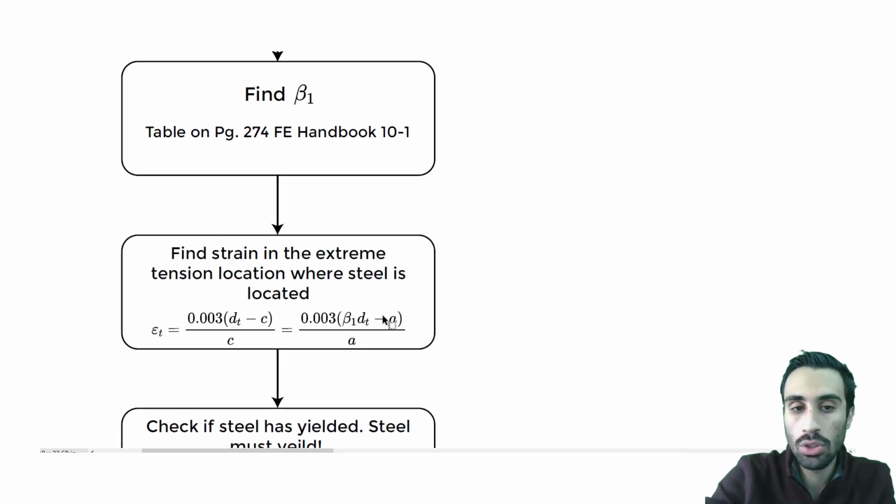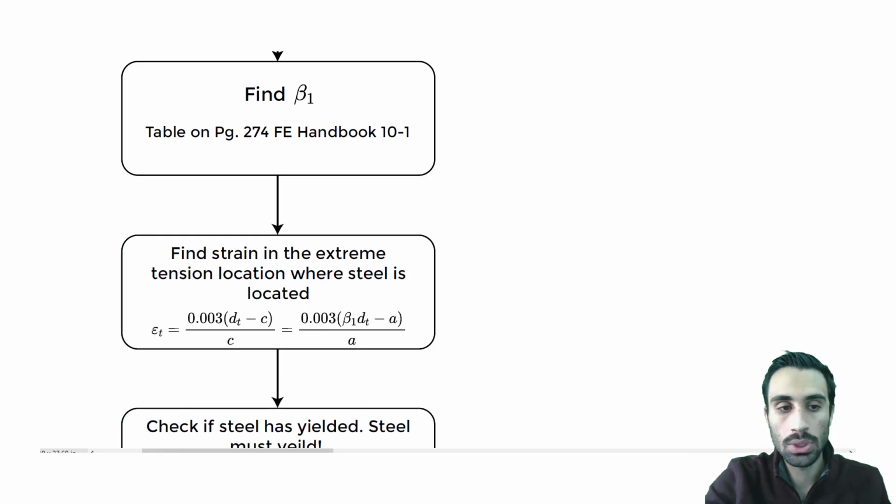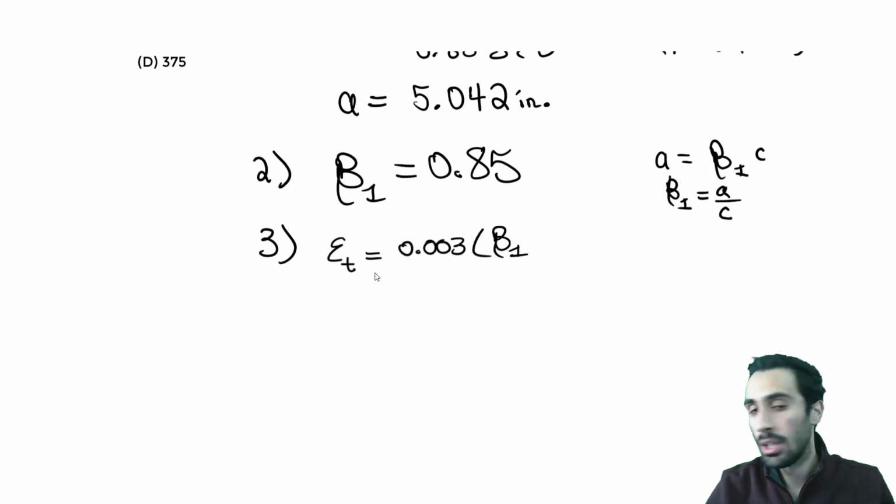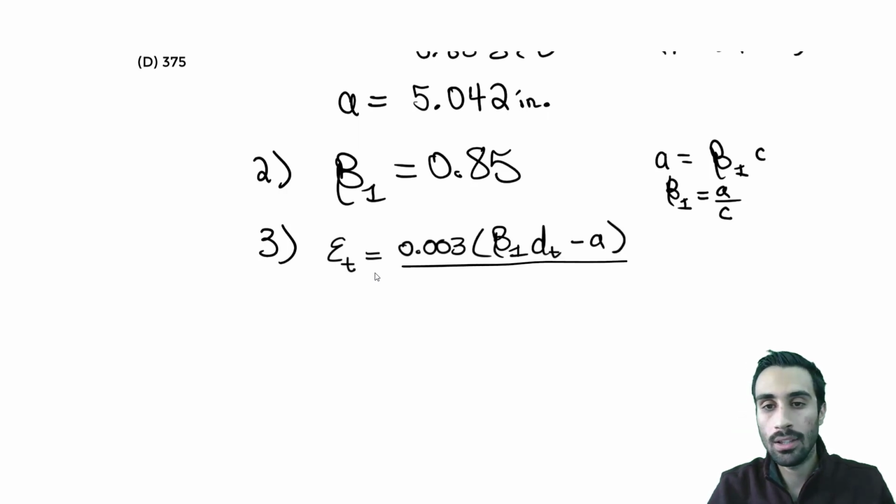But the one I used is going to be this one. And let's actually use that to find the strain in the steel for the tensile reinforcement. So the strain is going to equal 0.003, we take beta 1 times dt minus the A value, and we take that divided by A. So εt is going to be 0.003. Beta 1, we said 0.85.